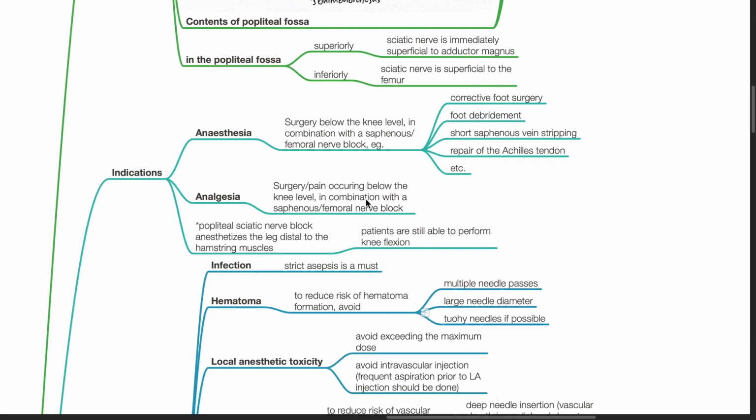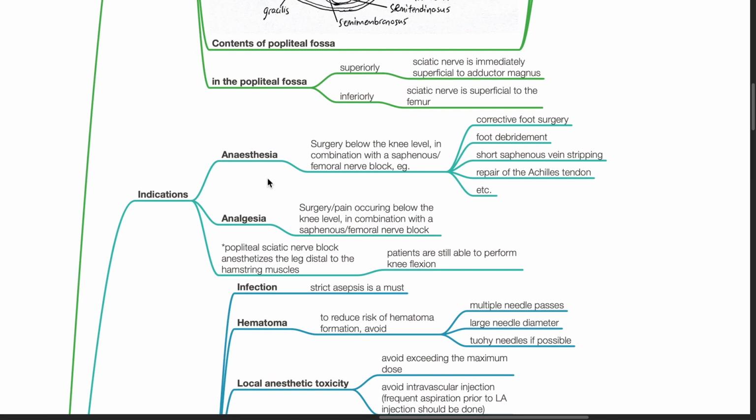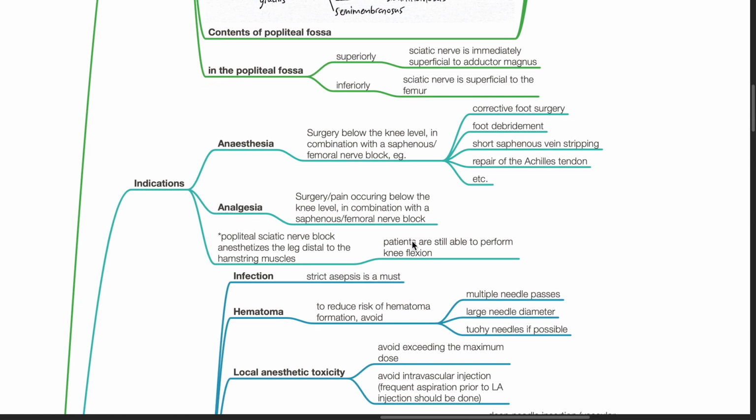Indications for popliteal block: for anesthesia for surgery below the knee level, in combination with a saphenous or femoral nerve block. For example, corrective foot surgery, foot debridement, short saphenous vein stripping, repair of Achilles tendon, etc. Analgesia for surgery or pain occurring below the knee level, in combination with a saphenous or femoral nerve block. The popliteal sciatic nerve block anesthetizes the leg distal to the hamstring muscles. Patients are thus able to perform knee flexion.